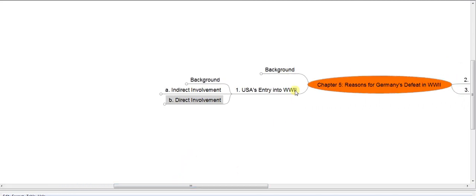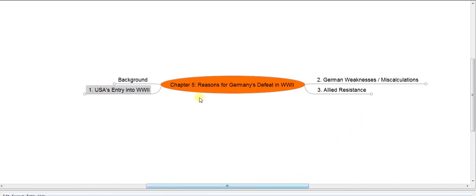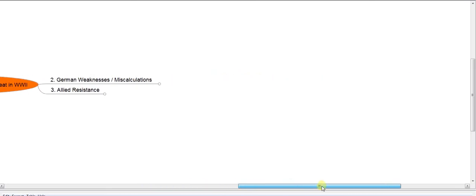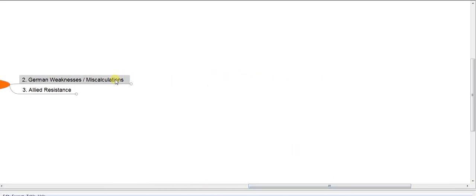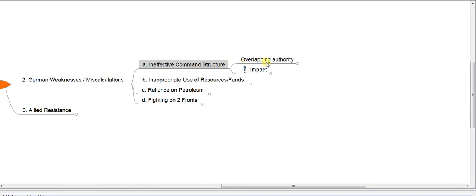Okay, we now move on to our next part, which is that in addition to the USA being very strong, the Germans had their own issues, their own problems. So let's look at a few of them. Firstly, the Germans had an ineffective command structure. There was a problem of overlapping authority. It means different people were giving different instructions about the same thing, and that made decision making very difficult.